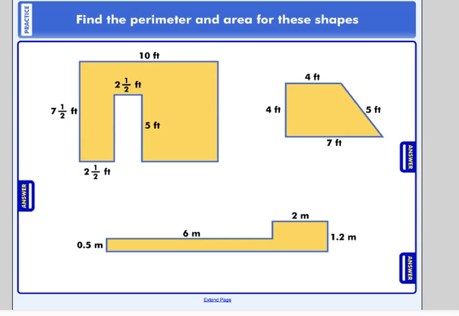Now here are 3 more problems. The directions say to find the perimeter and area, but we're not going to be worrying about the perimeter right now. You know that the perimeter is the distance around the edges, like a fence, but right now we're focusing on the area. So what I want you to do is pause this video and find the areas for the 3 figures.